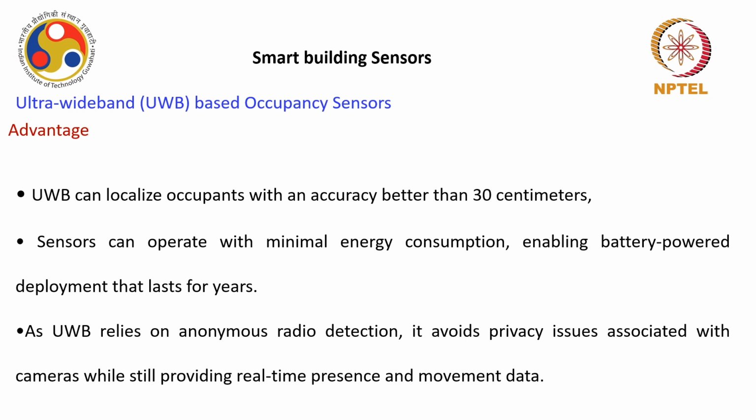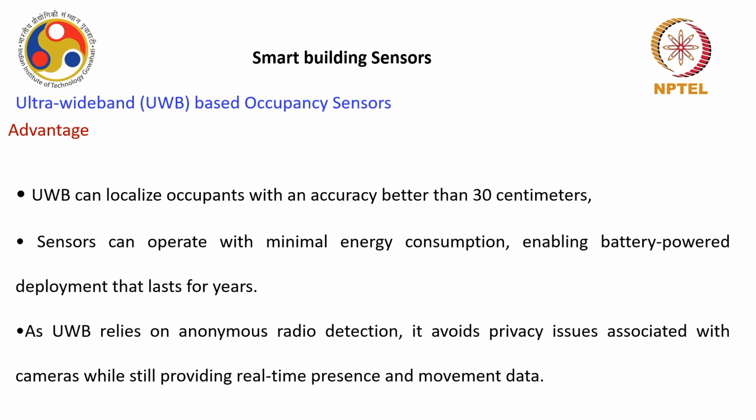Like UWB can localize occupants with an accuracy better than 30 centimeter. We have just seen that it can go to something in the range of 10 centimeter to 50 centimeter. The sensors can operate with minimal energy consumption, enabling battery powered deployment that lasts for years, because you are using it anyway in the pulse mode, so you do not have to continuously emit UWB, right? So by that actually you are saving a lot of power. And that's why the claims are that these devices can work for even years without the replacement of batteries.